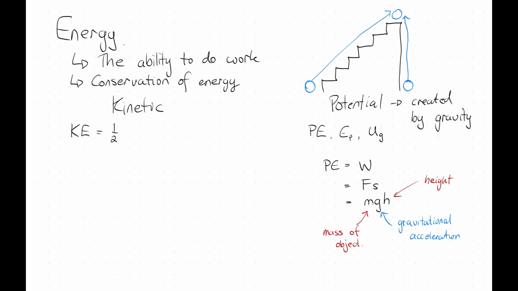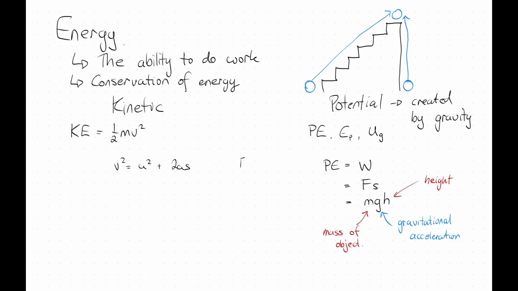It is going to be half mv squared. Our derivation for this comes actually from an equation of motion. That one is v squared is equal to u squared plus 2as. If we use this formula, we can rearrange for some acceleration and displacement. We use this because acceleration and displacement can be rearranged to become force and displacement.